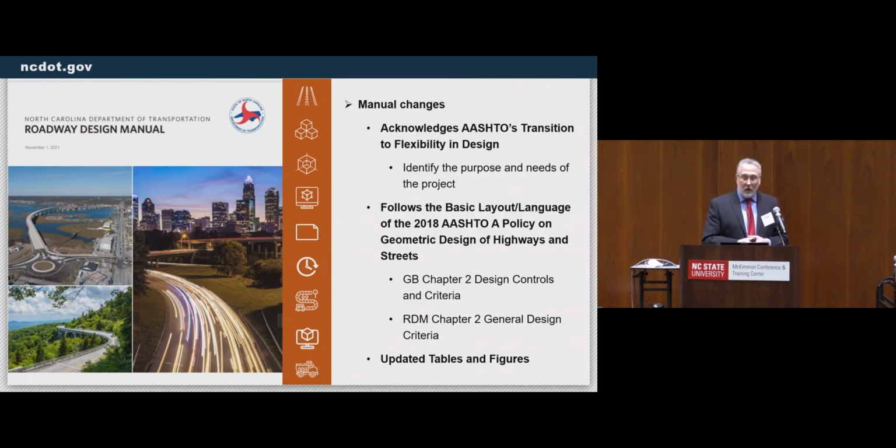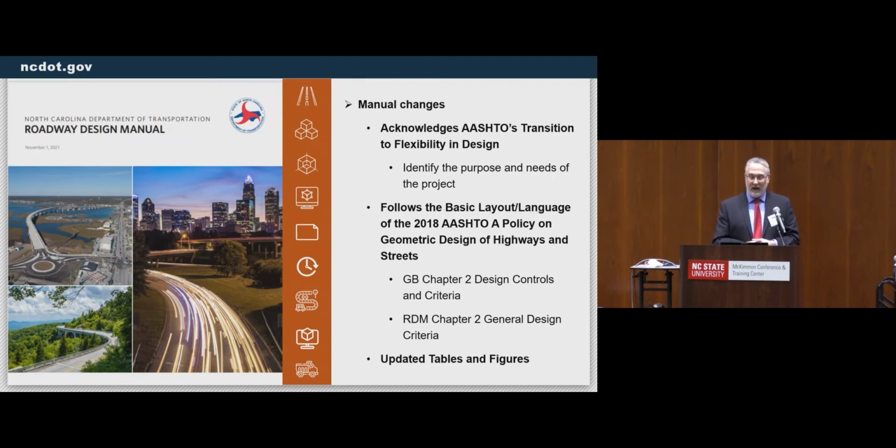The AASHTO Green Book and the NCDOT Roadway Design Manual both acknowledge flexibility in design and emphasize the role of the designer and the project team in determining the appropriate design criteria and dimensions based on project-specific conditions and future roadway performance. We need to identify the purpose and need of the project in order to make the appropriate design decisions.